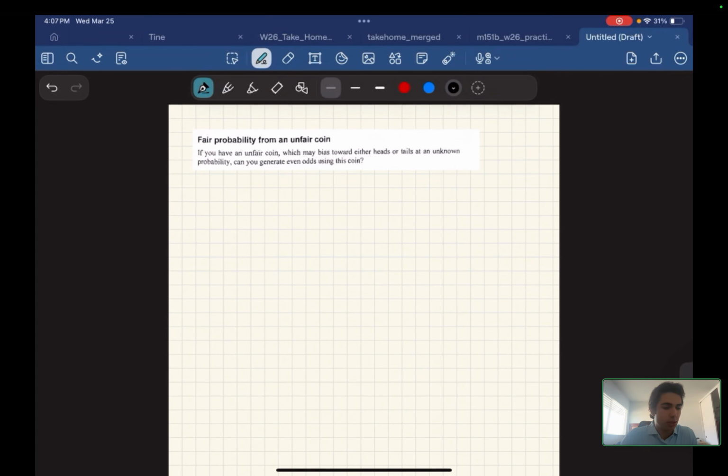This question is called fair probability from an unfair coin. It says if you have an unfair coin which may bias towards either heads or tails at an unknown probability, can you generate even odds using this coin?